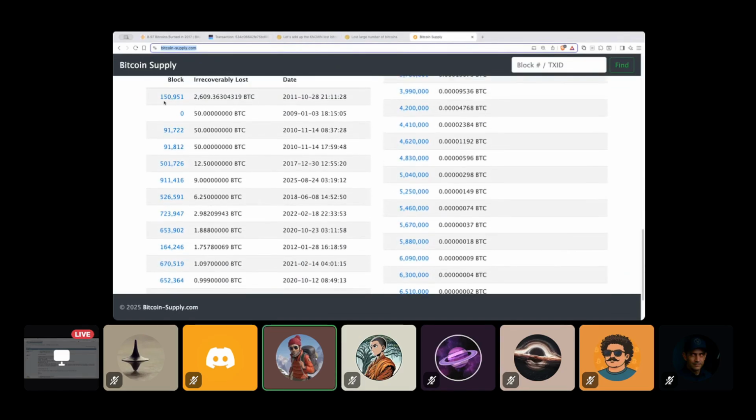So this 1509521, we saw about this. This is the Mount Gox loss. This is the Coinbase loss. 91722 is your TXID collision loss. Similarly, 91812 is your TXID collision loss. This 50726 is where the miner left the BTC, didn't claim it.